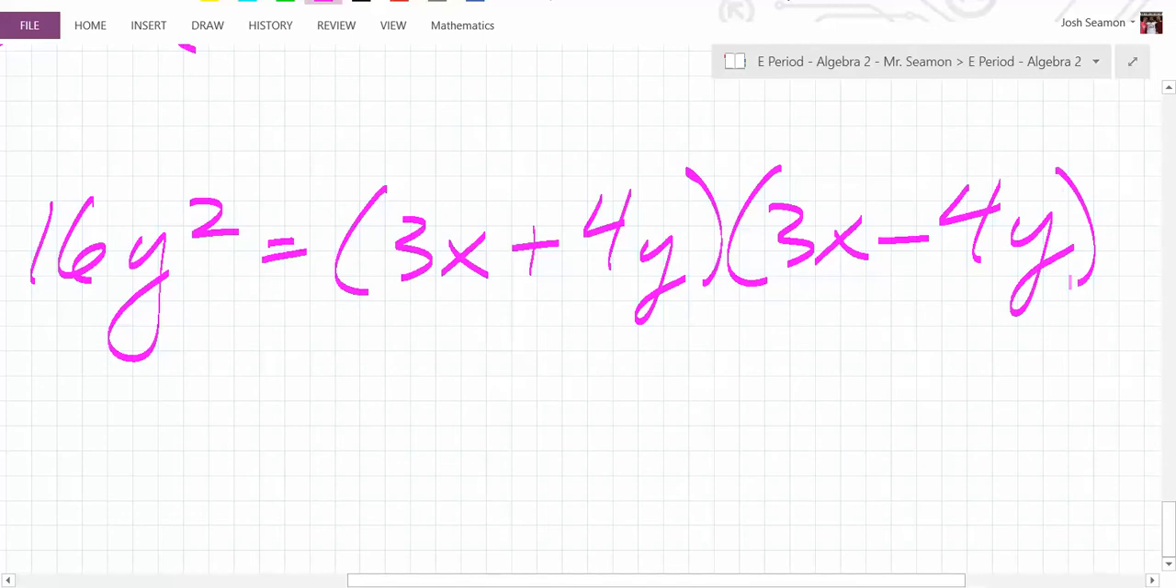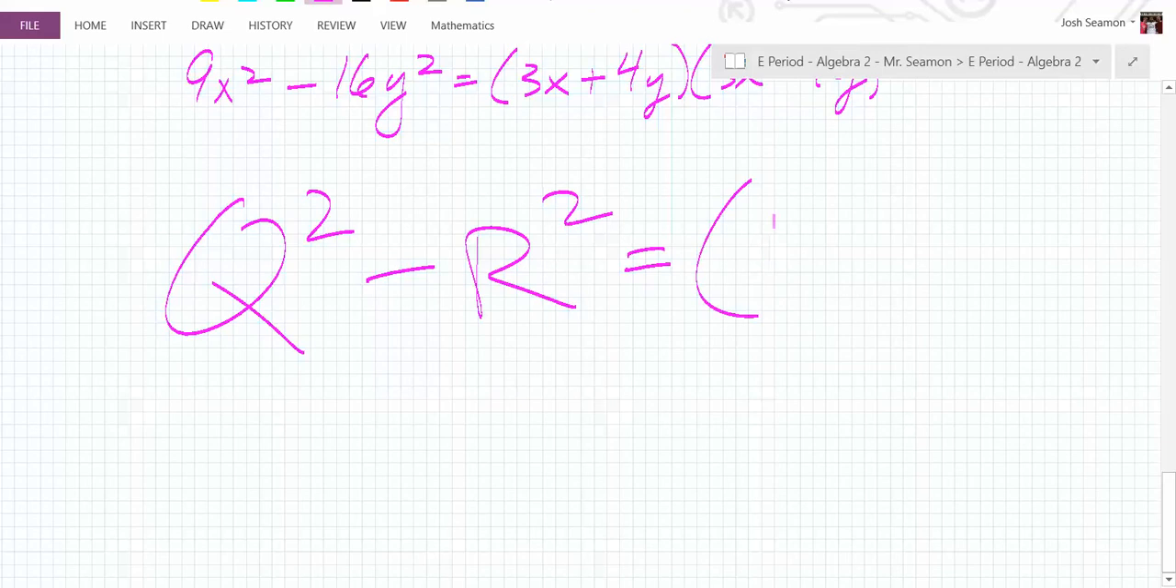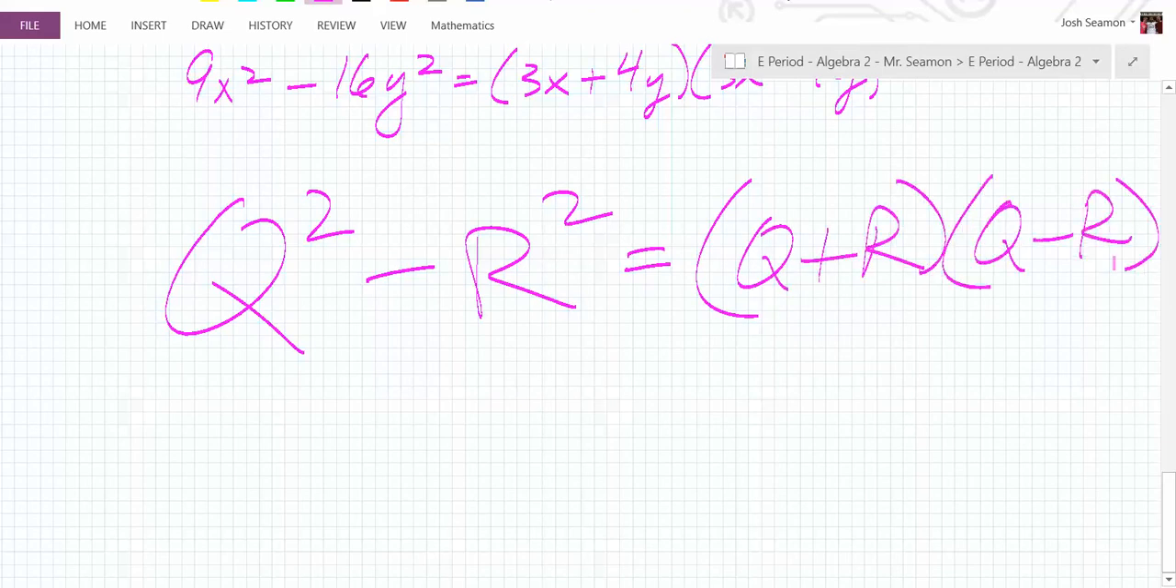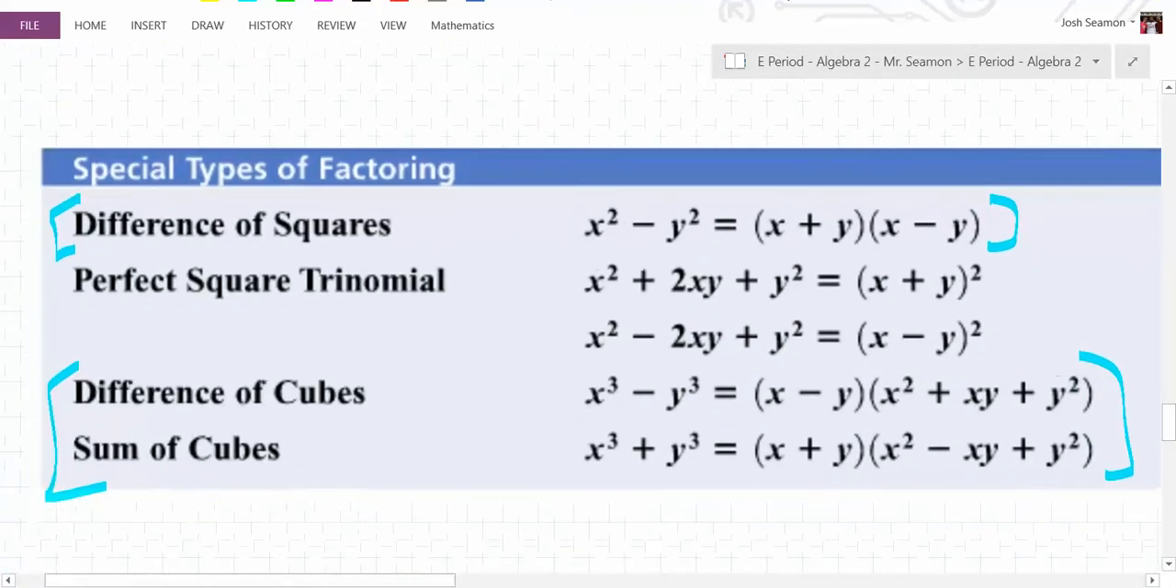Exactly. What happens if I gave you q squared minus r squared? Does anything change about the work? Q plus r times q minus r. Nothing changes about the work. So this right here is the first one. This is the difference of squares, the first one.